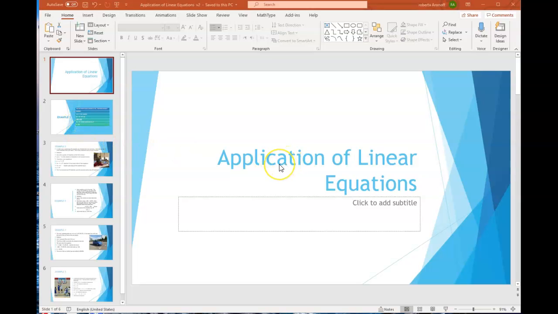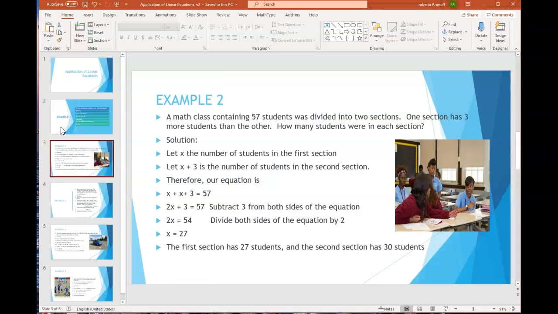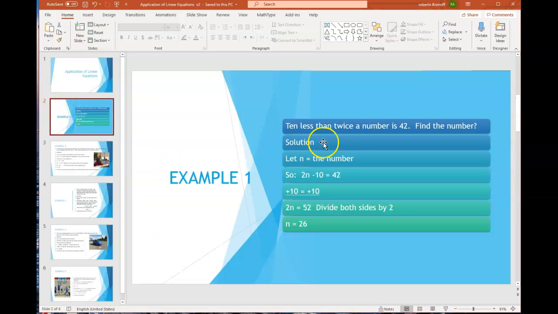We are now going to deal with problem solving using linear equations. For our first problem, we have 10 less than twice the number is 42, and we want to find what number satisfies these conditions.